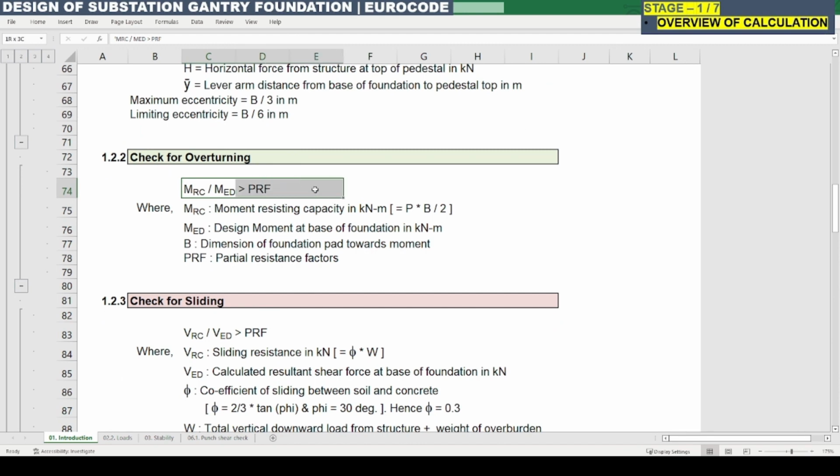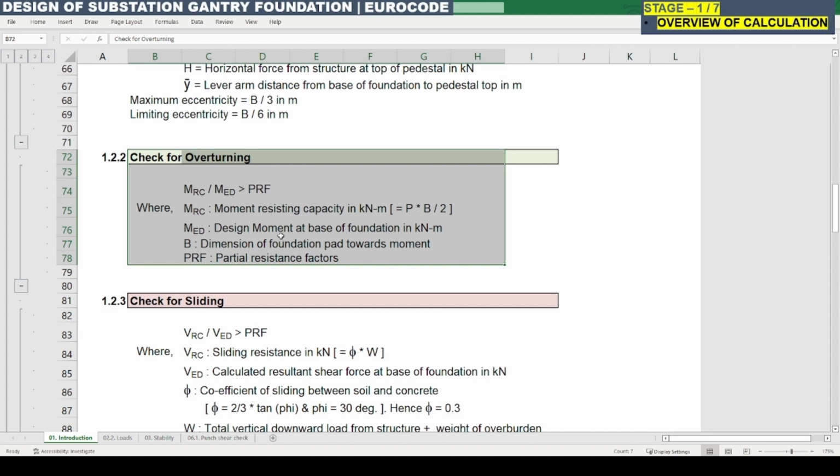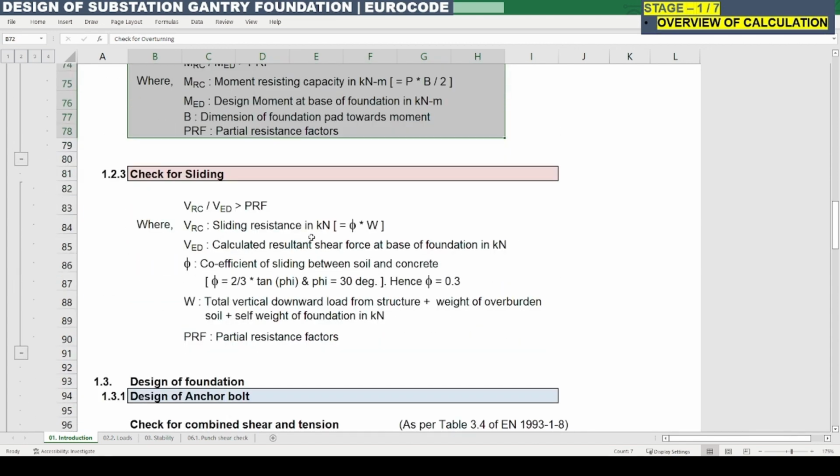So if this condition applies, like MRC divided by MED is greater than the partial resistance factors, then the foundation is stable in overturning. Next, coming to the check for sliding. So here for sliding, again it is VRC divided by VED.